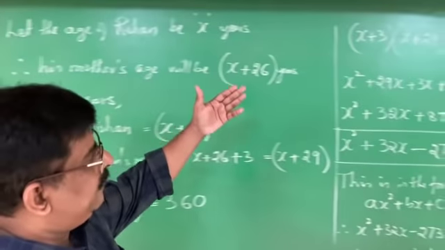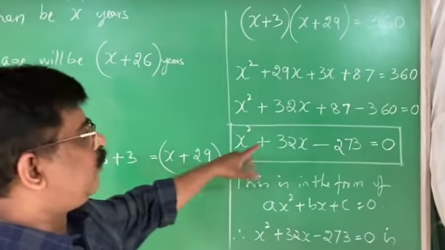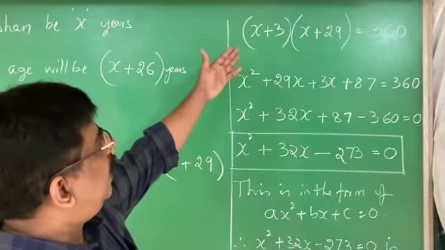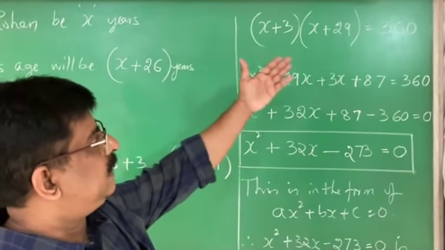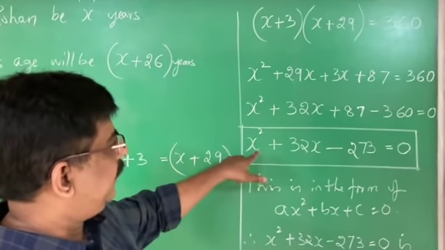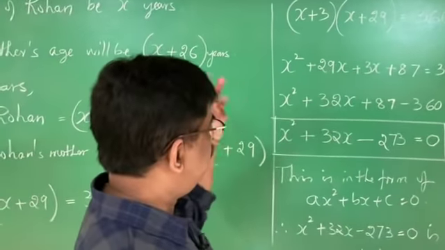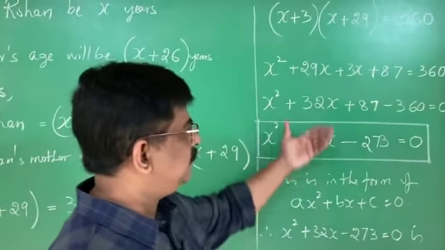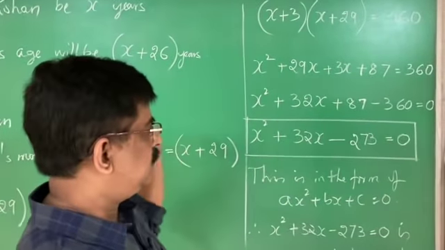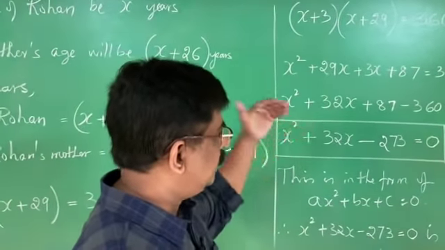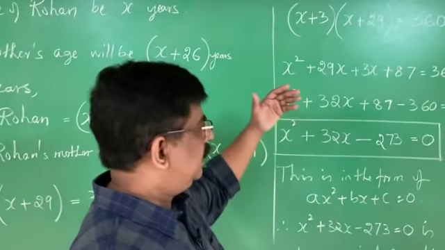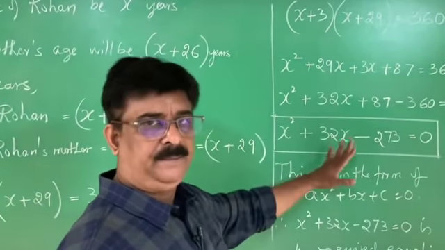Now I simplify the equation to check whether it is a quadratic equation or not. It is nothing but a binomial multiplication. I multiplied, and finally I got x square plus 32x minus 273 is equal to 0. It is in the form of ax square plus bx plus c is equal to 0. Then I understood that this is the required equation to find the age of Rohan and also his mother.